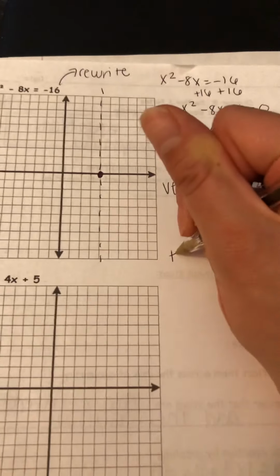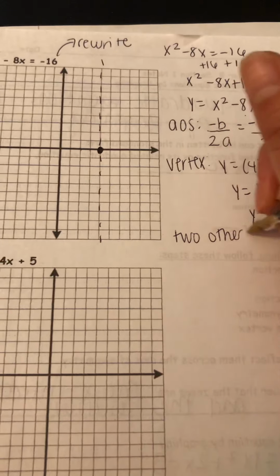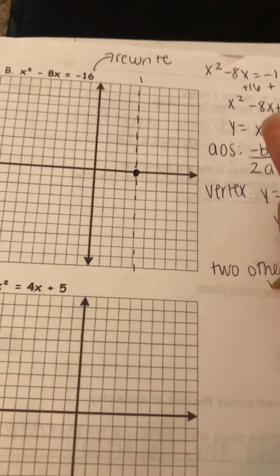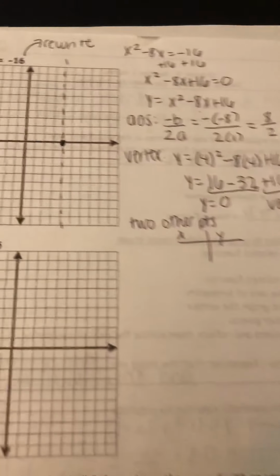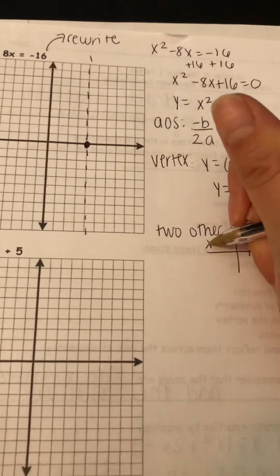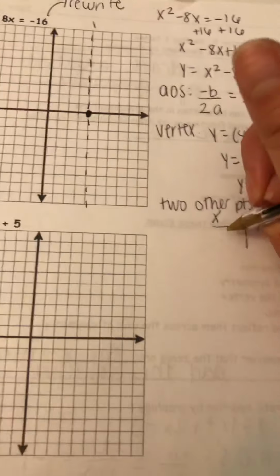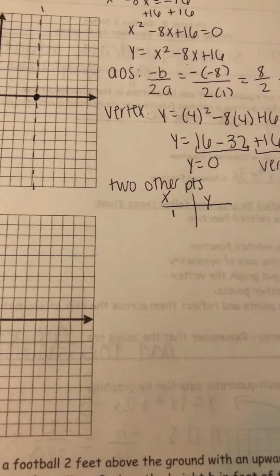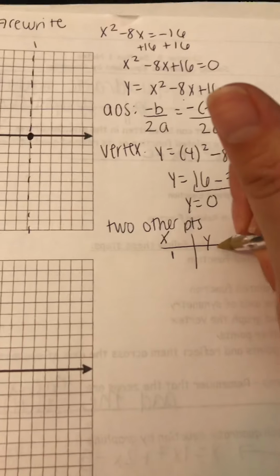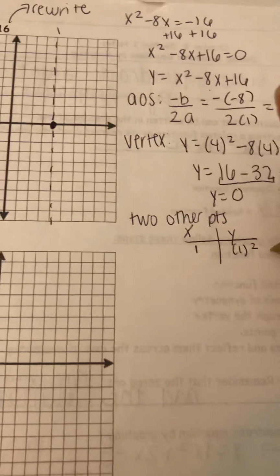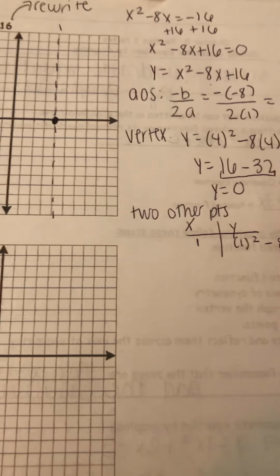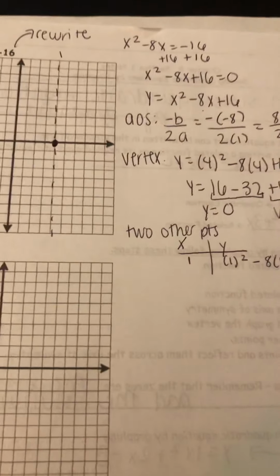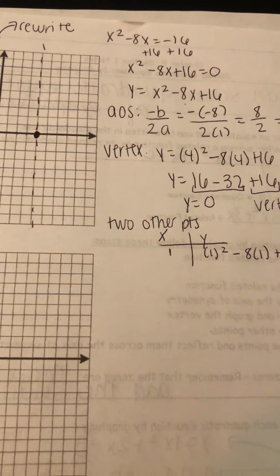And now I need 2 other points. So I'm going to make a little table. And I'll pick when x is 1. So I have 1 squared minus 8 times 1 plus 16.